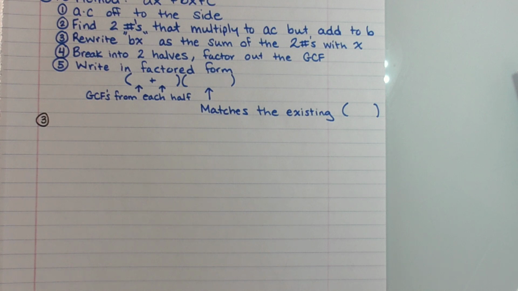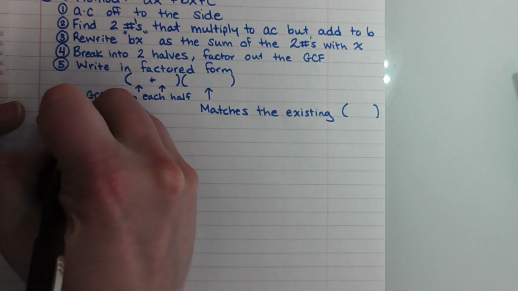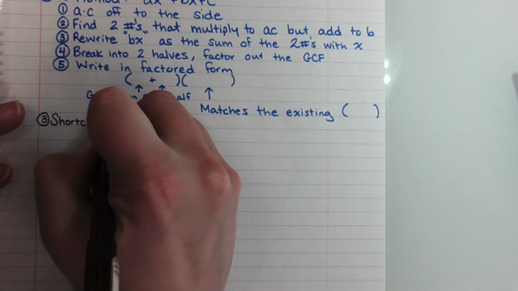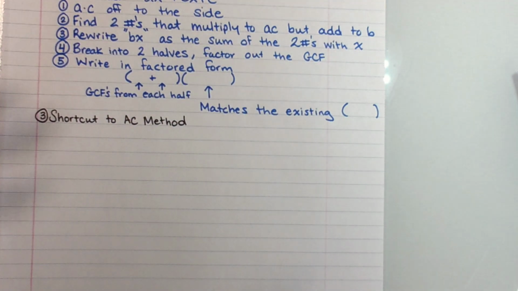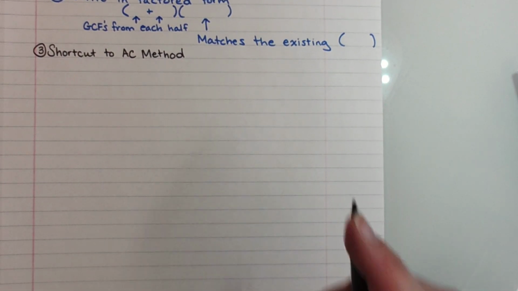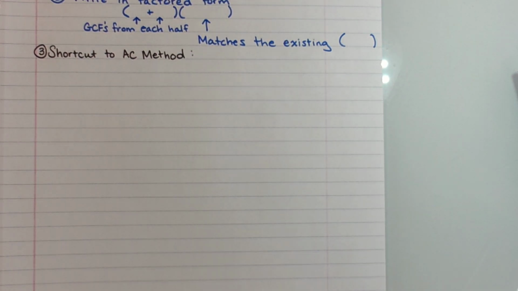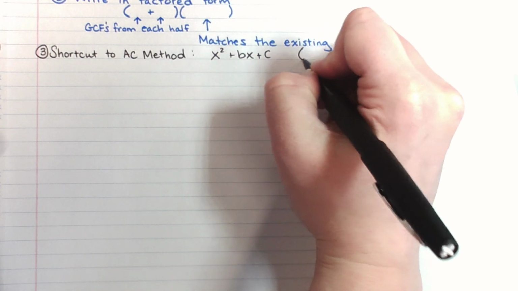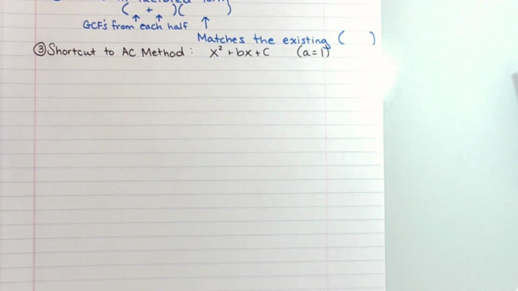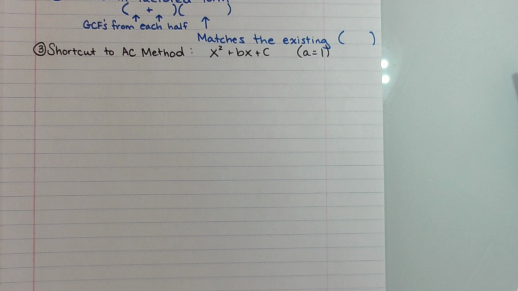What's another method of factoring we've been doing? The shortcut to the AC method. Now, do you have to know the shortcut? No. You can always do the full AC method, but you cannot mix up the shortcut and the full AC method. When can we do the shortcut? When that x squared has got a 1 in front of it. When it's x squared plus bx plus c. In other words, the a is equal to 1. Not negative 1. 1.